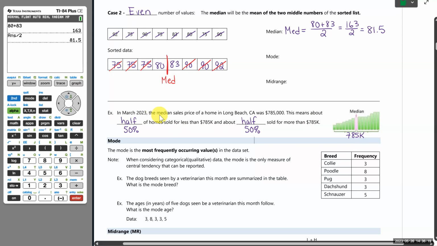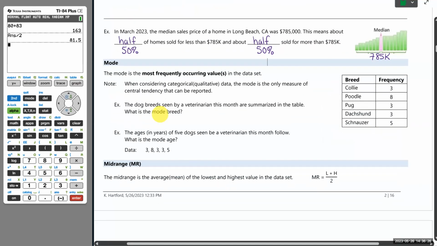Okay, next measure of central tendency that we'll take a look at is called the mode. So the mode is the most frequently occurring value in the data set. I'm going to first take a look at an example that is categorical data, because in this case, the mode is the only measure of central tendency that you could report. So here's my example. The dog breeds seen by a veterinarian this month are summarized in the table, and they ask, what is the mode breed?